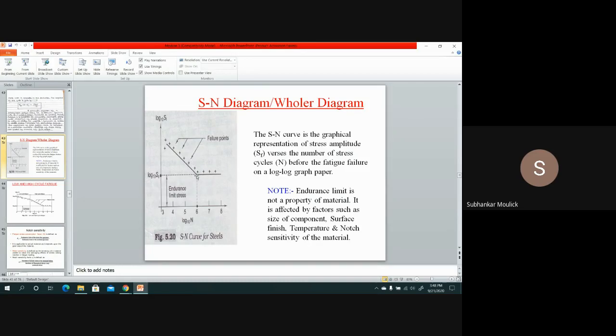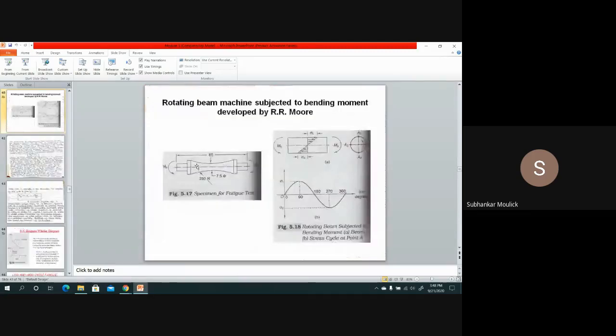because at 10 to the power 6 cycles, this line is exactly parallel to your x-axis, and the stress value is almost exactly equal. So how much time is it taking? It is taking 10 to the power 6 cycles. That means 10 lakh cycles. That means you have to rotate this particular specimen 10 lakh times to get one endurance limit value. So will it take less time or will it take more time? No, sir. It will take more time.